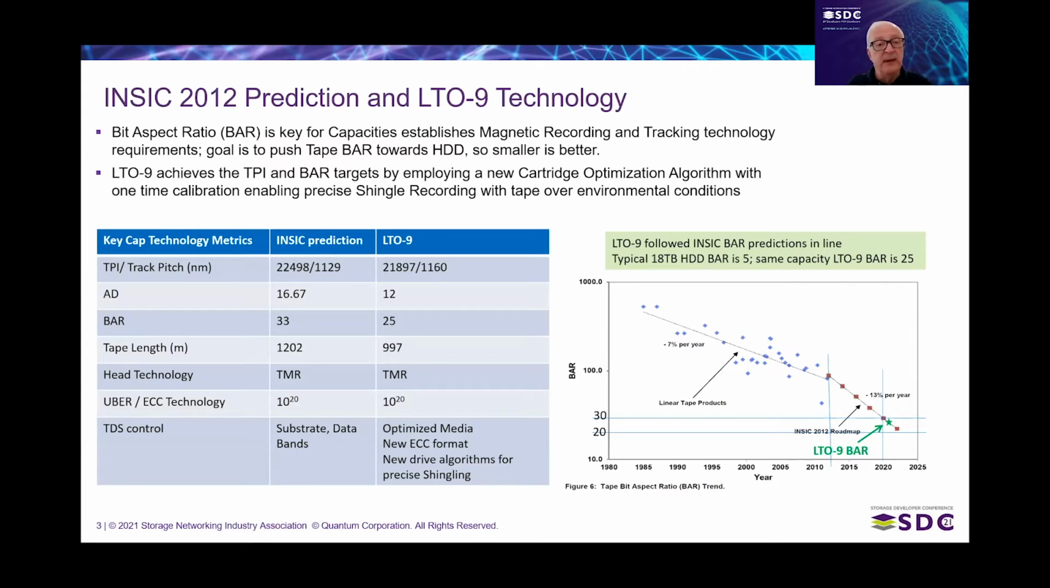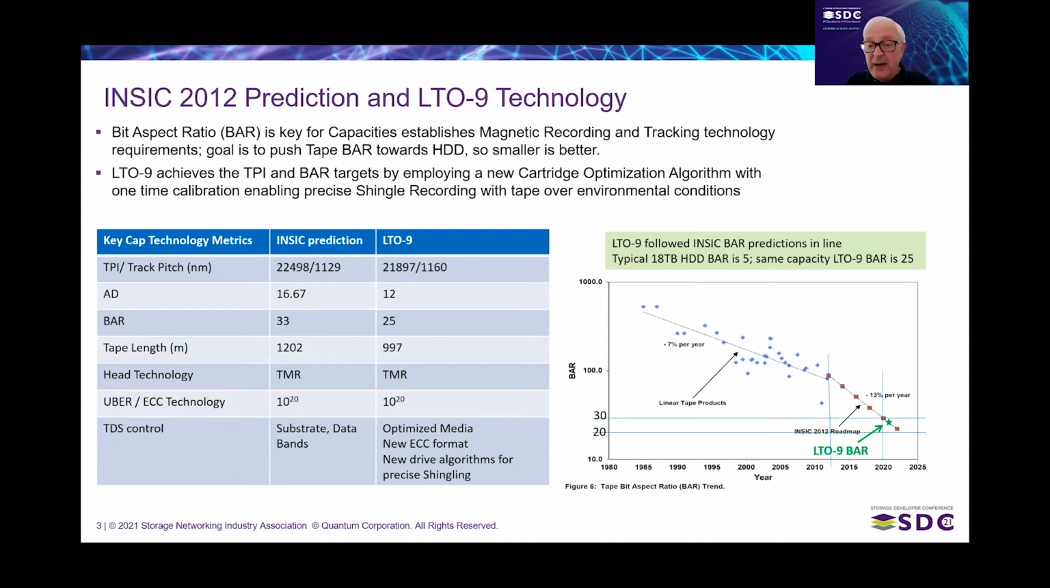This slide talks about what we predicted back in 2012 with the INSIC roadmap and what LTO-9 technology is able to achieve nowadays. Back in 2012, INSIC conducted a very comprehensive roadmap. It included technologists from all over the world with different companies, including IBM, HP, Oracle, Quantum, and also Fuji, Sony, various substrate companies, particle companies, plus the universities. And we developed what we would predict 10 to 15 years down the road, what tape would look like.